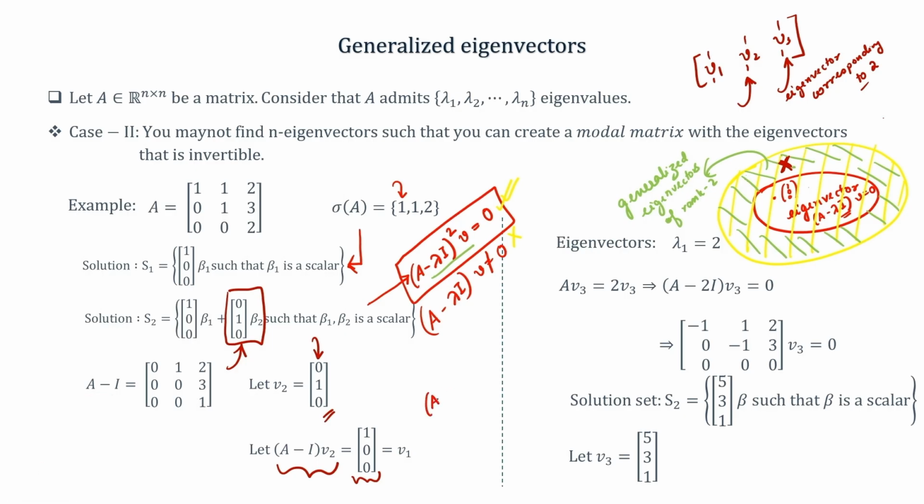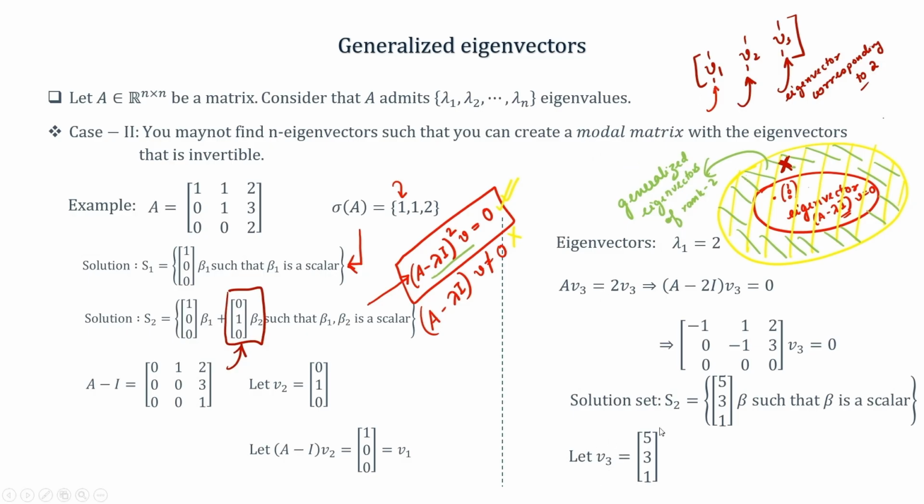See, when I find out A minus I V2, I get a new vector, but I know that this vector will be an eigenvector, because A minus lambda I V2 satisfies this equation. So when I multiply A minus I into V2, I will get an eigenvector here. That is what is happening here. When you do A minus I V2, you get an eigenvector 0 1 0 0, and I will use that as my V1.